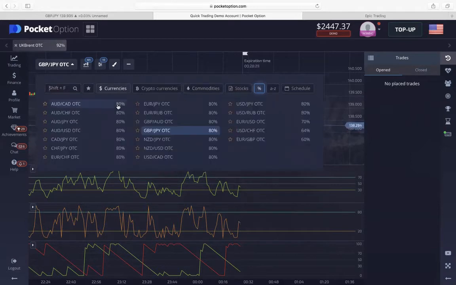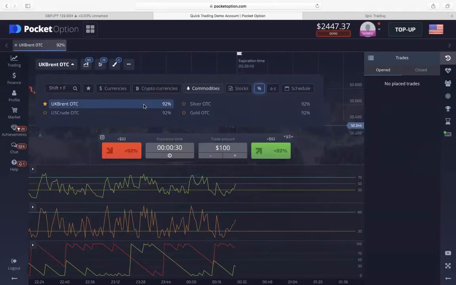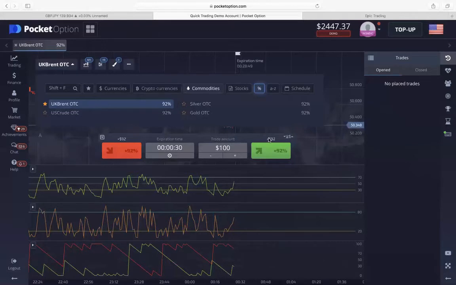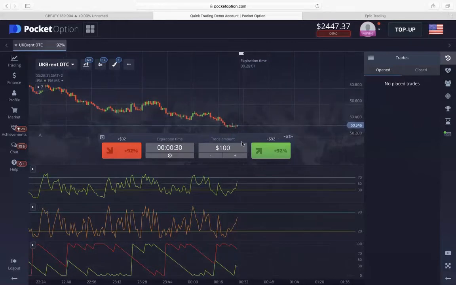Now, looking at these percentages, you see it says 80%, 70%, 64%, 92% for these commodities. This is going to be the return on your investment. So if I click on this commodity with a 92% return on my investment, that means that if I trade $100, I'm going to come out of the trade with a $92 profit. So I'm going to make the $100 back plus 92. I'm going to come out of the trade with $192, you guys.